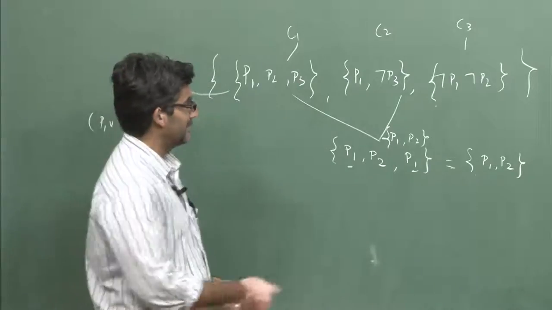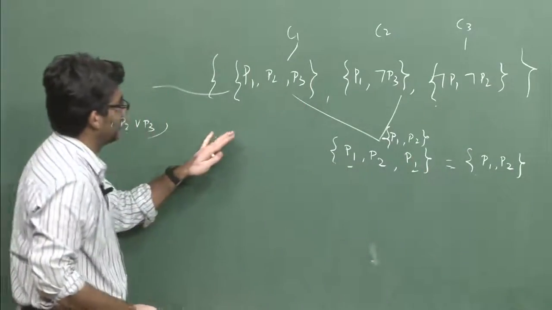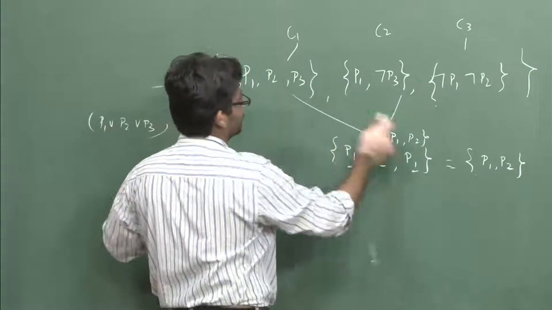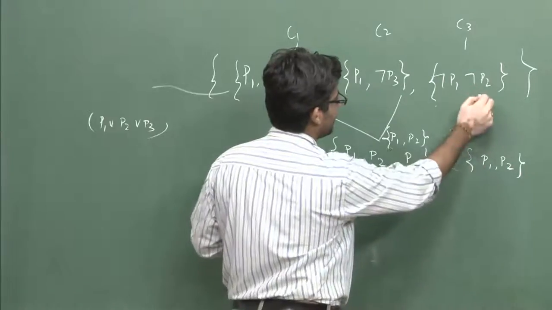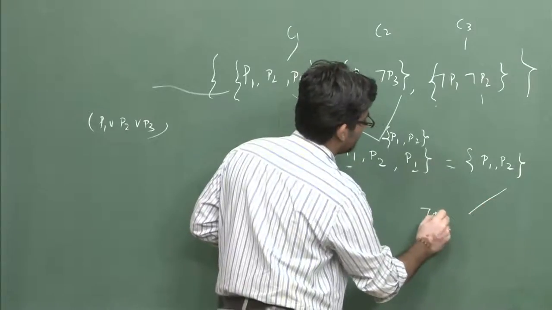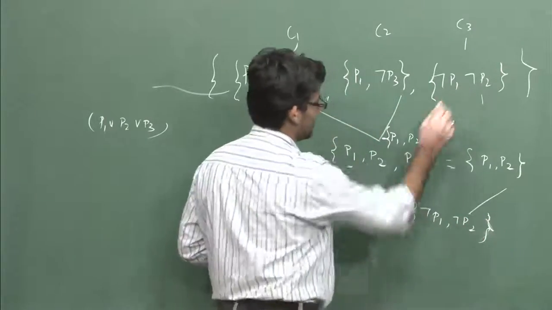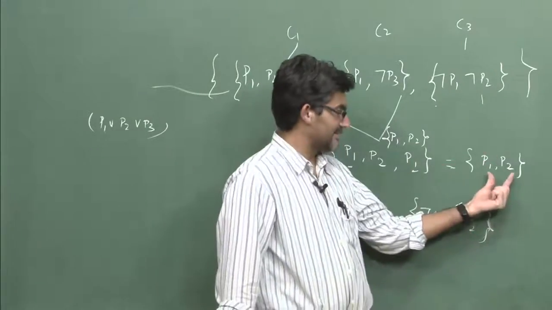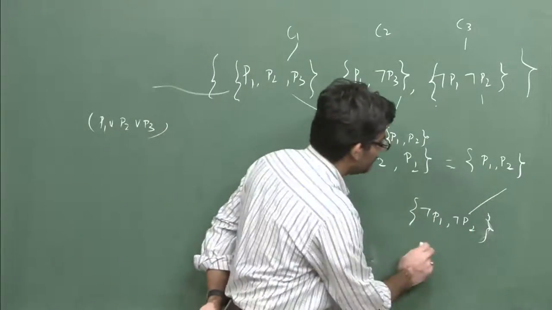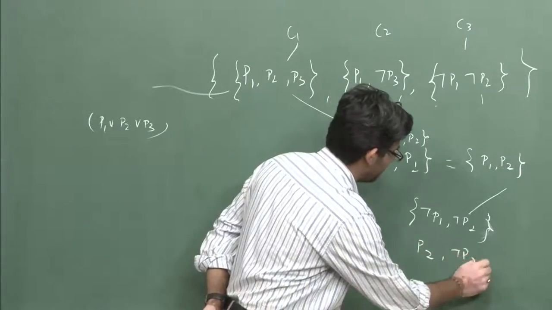Once again, you apply the resolution on these two things, P1, P2 and this one. So now you will write it right down here. Now you have not P1 and not P2, and that is the third clause. So now applying resolution principle on P1, that leads to P2, comma not P2.